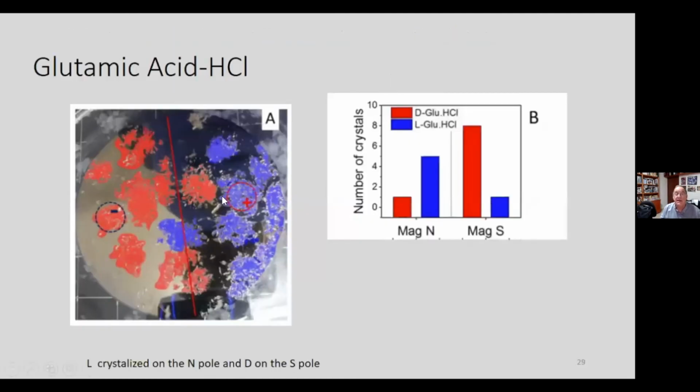And here you see for glutamic acid, the colors are false colors, of course. The magnets are here. It's interesting because crystals start to be formed here, but then some small crystals diffuse and they become larger, and then they fall down on this half. So basically, one half is enriched with one enantiomer and the other half is enriched with the other enantiomer.